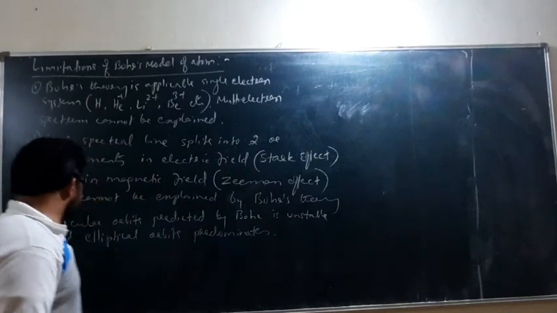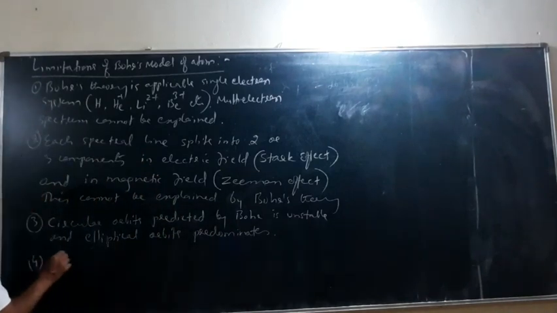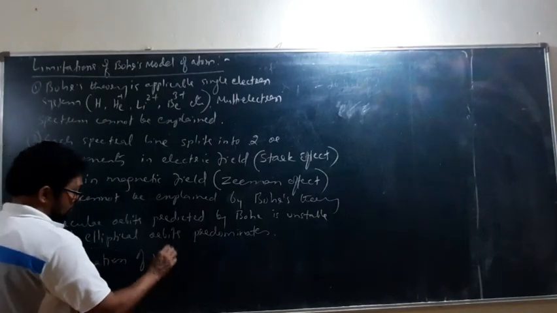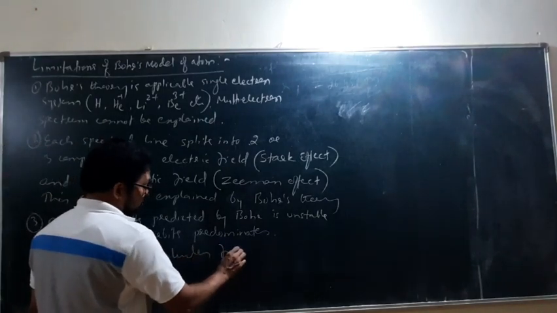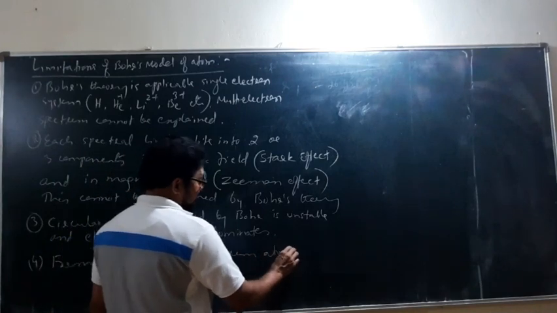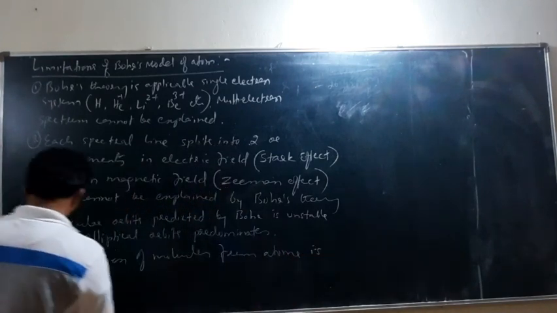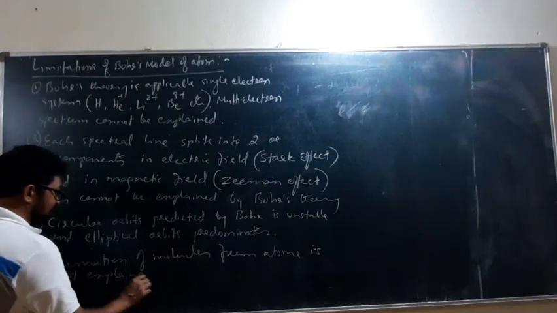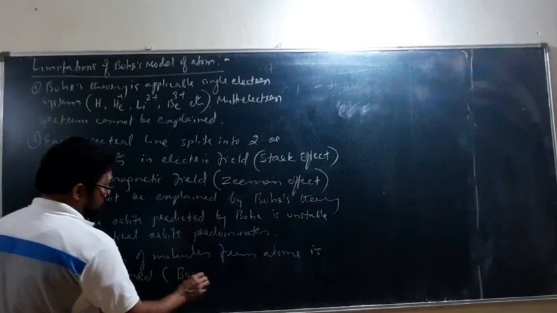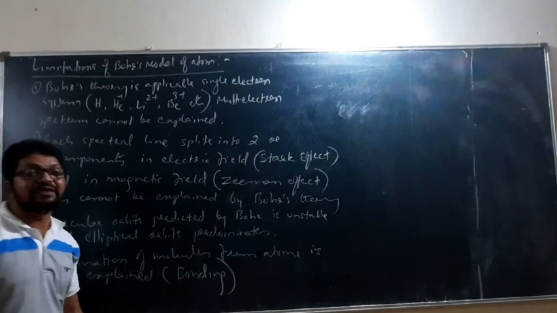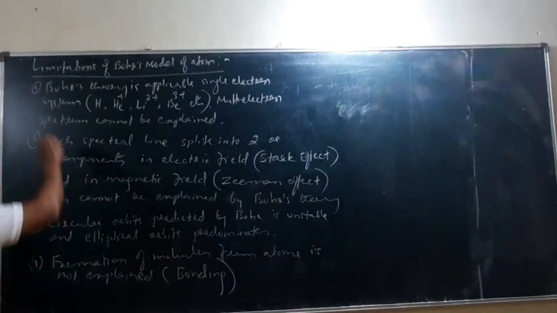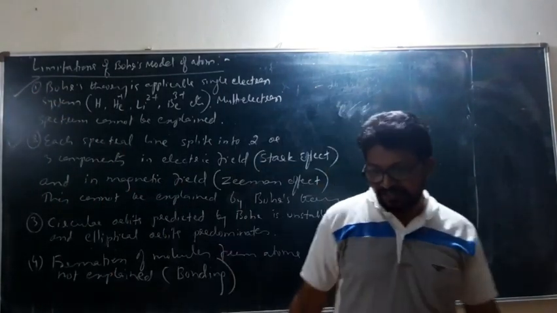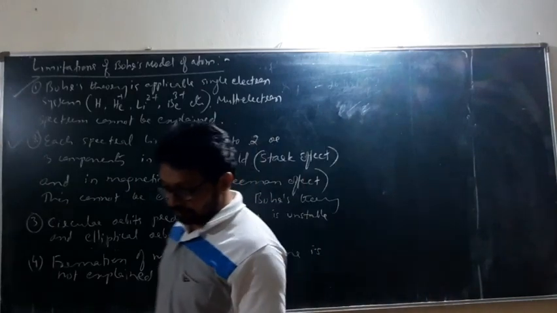And chemical bonding, the formation of molecules from atoms, is not explained. That means bonding is not explained. So remember these 2 points, because in the examination they ask any 2 points, and I think this is all about Bohr's model of atom.